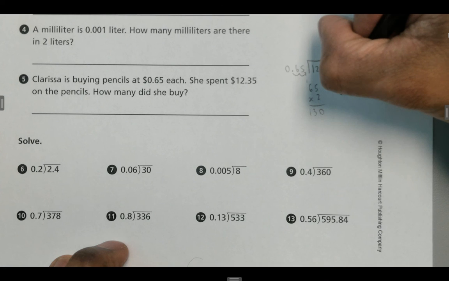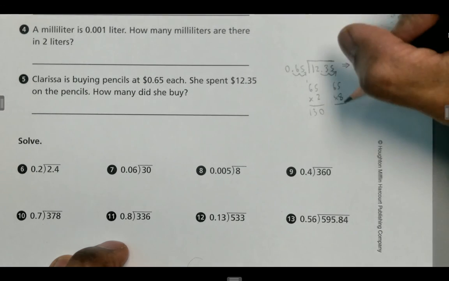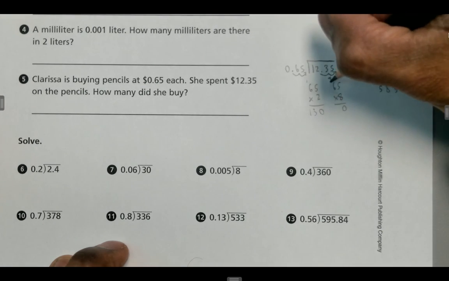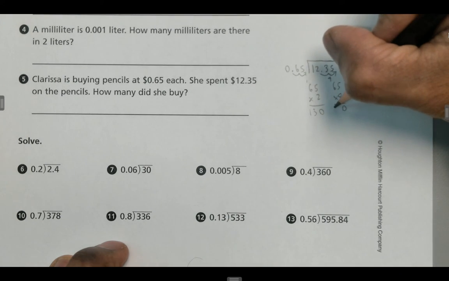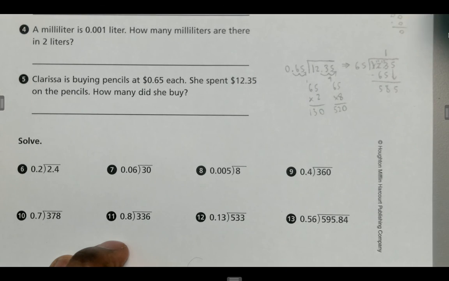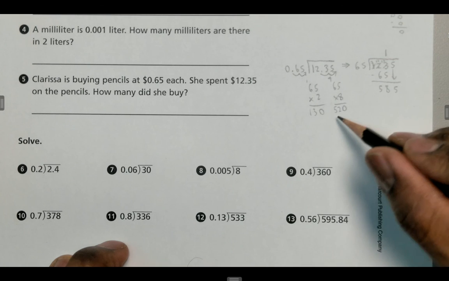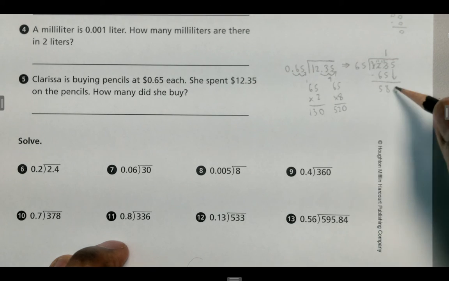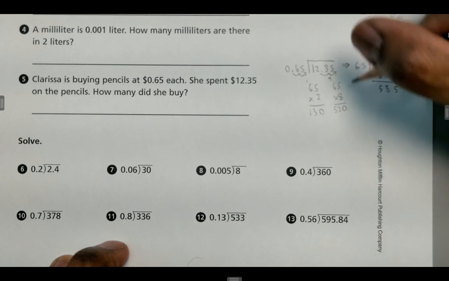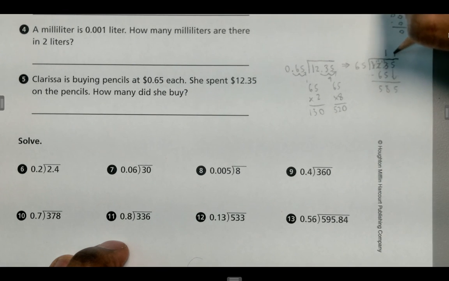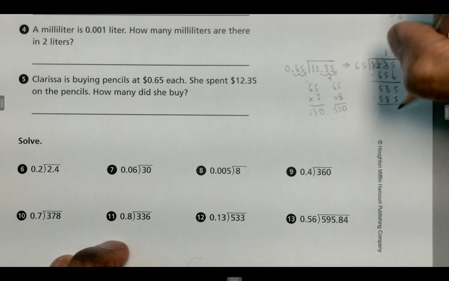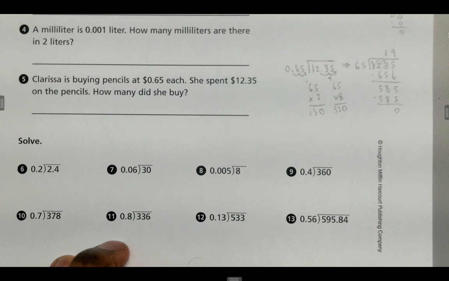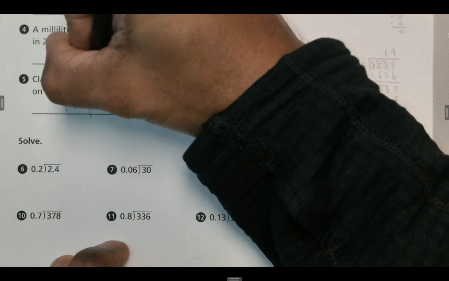65 times 8. 8 times 5 is 40. 0 comes down, 4 goes up. 8 times 6 is 48 plus the 4 is 520. That works. But I'm looking at this, and I can see if I add another 65 here, I'm going to get 585 exactly. So it is 65 times 9. Because 65 times 9 is going to be exactly 585. And our answer is she bought 19 pencils.